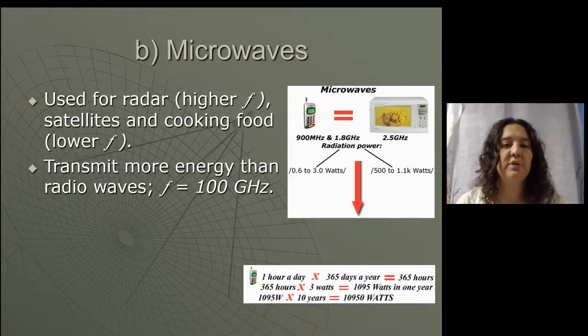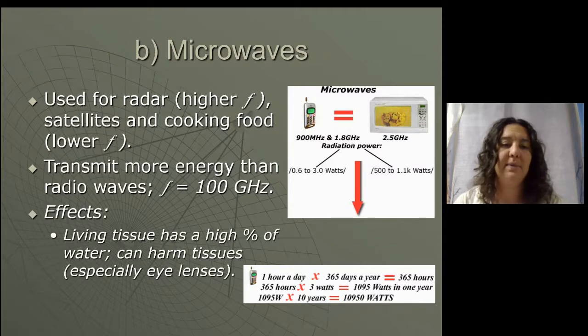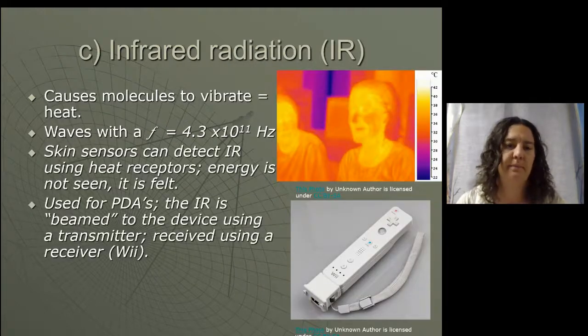So microwaves are used for radar with a higher frequency, satellites, as well as cooking food, which is going to be a slightly lower frequency, like 2.5 gigahertz. Now, they transmit more energy than radio waves. And because living tissue has a high percentage of water, microwaves can harm tissues, especially the eye lenses, because of the large amounts of water in those tissues. Causes it to heat up.